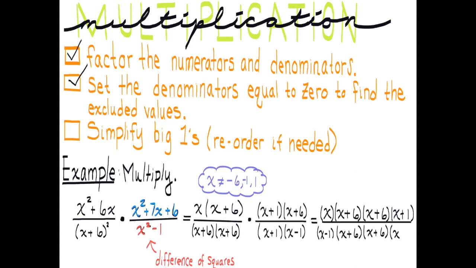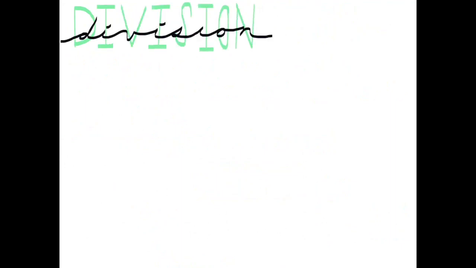Now I'm just going to rearrange all my terms so that I can line up my big ones, and now I see x plus 6 over x plus 6 and the x plus 1. So all I'm left with is x over x minus 1, and don't forget to include your excluded values as your answer.